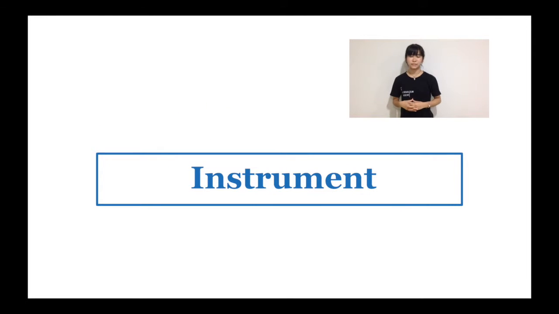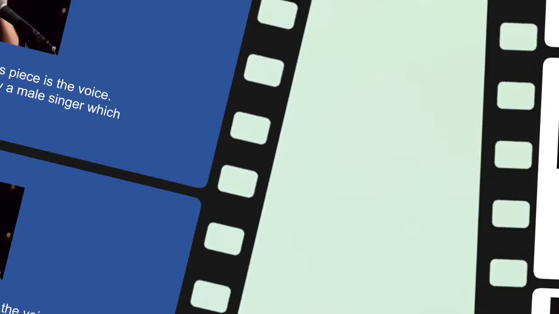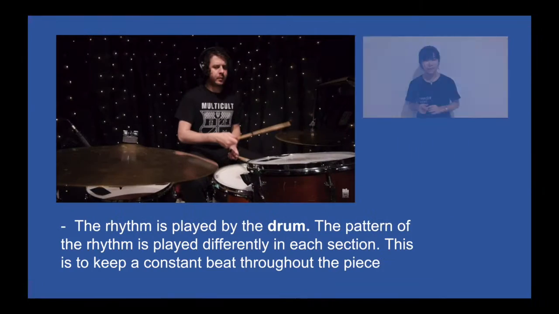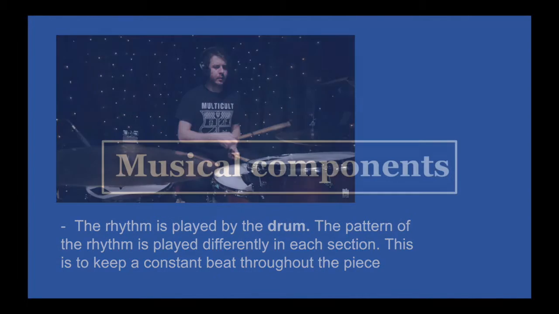So moving on, the instruments consist of the electone, the bass guitar, the drum, and the voice. Firstly, the voice. The voice is sung by a male singer, which we think is a tenor voice. Secondly, the electone. The electone plays the chords and the ornaments. This is to make the music more interesting, and it decorates the music. The bass guitar is also played as the bass line. Lastly, the drum. The drum keeps the beat constant each time.